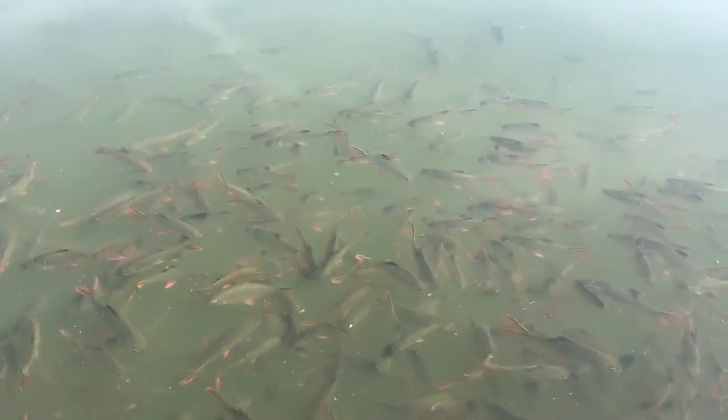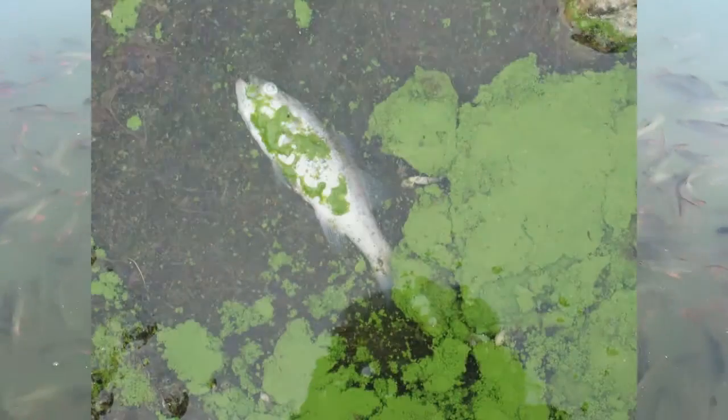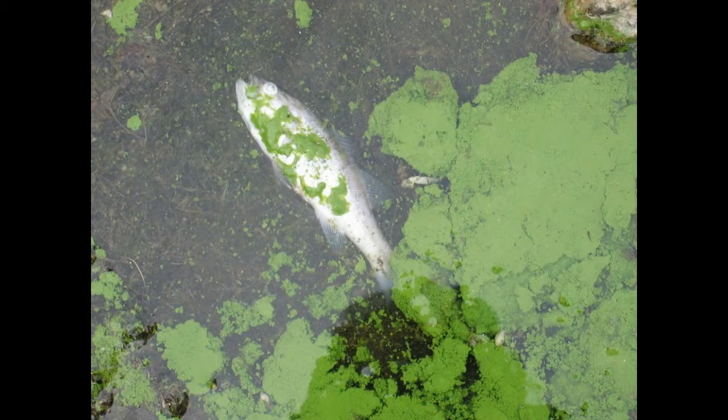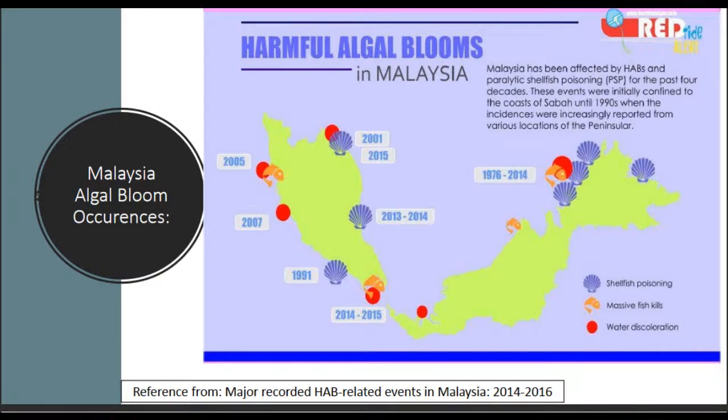Algal blooms usually occur in still water such as lakes, reservoirs and rivers. Many human activities could lead to algae blooms such as overuse of fertilizers and discharge of waste into the body of water. HABs occurrence have been reported in many countries around the world.